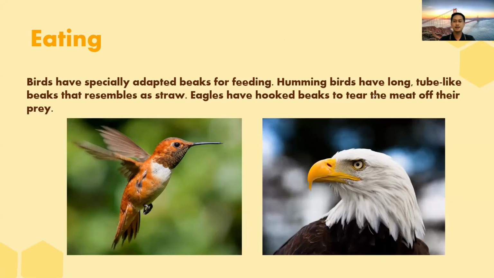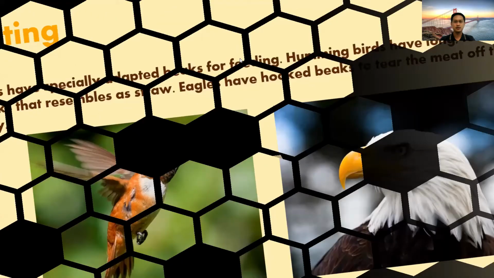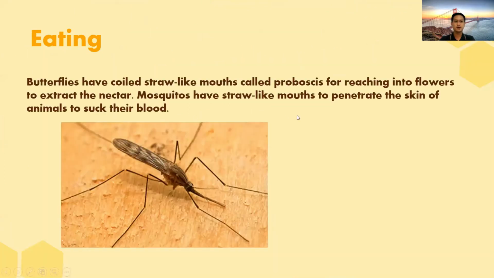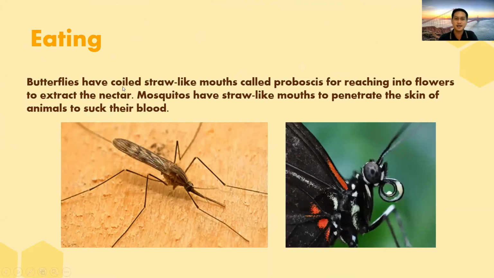It helps them tear the meat of their prey. Let's continue. Butterflies have a coiled straw-like mouth called a proboscis for reaching into flowers to extract the nectar. So this is a close-up picture of a butterfly showing their mouth. Can you see the mouth clear?